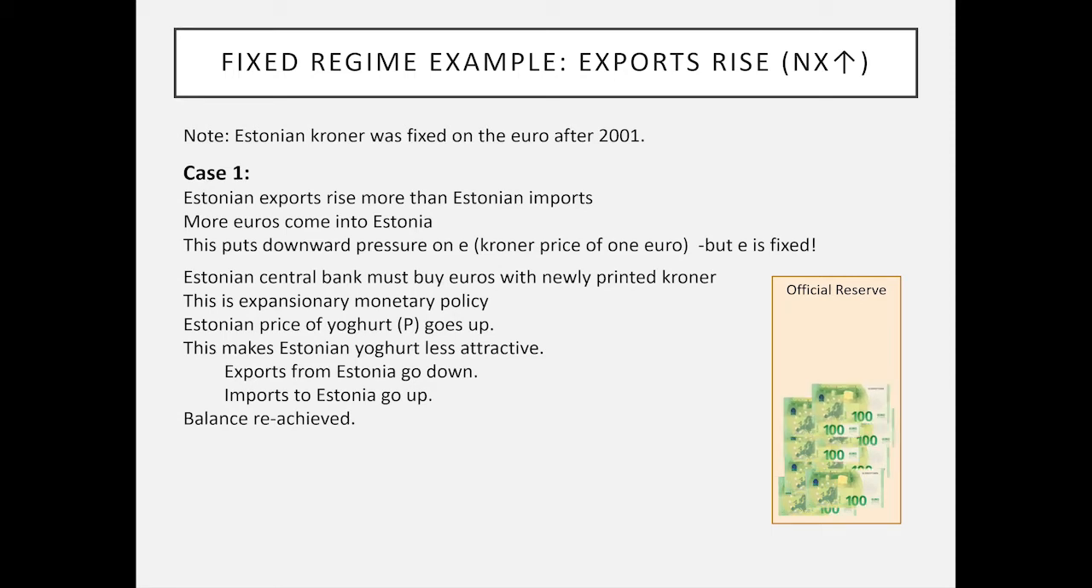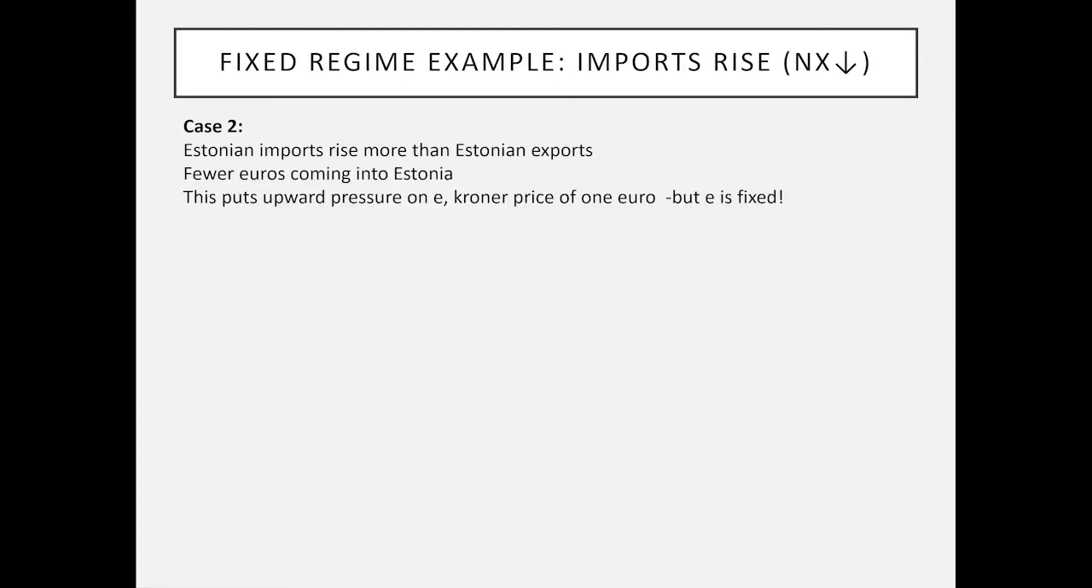The Estonian price of yogurt would go up. If you think of it in a classical sense, this makes Estonian yogurt less attractive. That means exports from Estonia would go down, and it would be cheaper to buy things from abroad. Imports would go up, and balance would be re-achieved. Notice that the official reserve of the Central Bank of Estonia would have accumulated euros. That's case one.